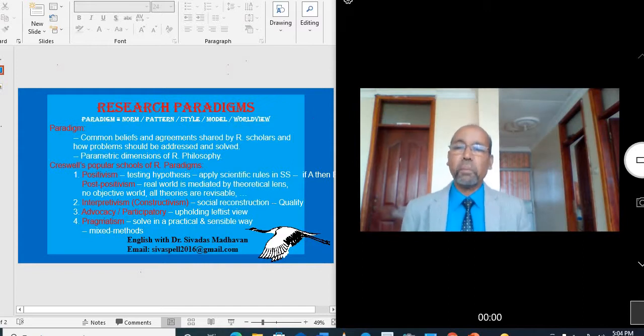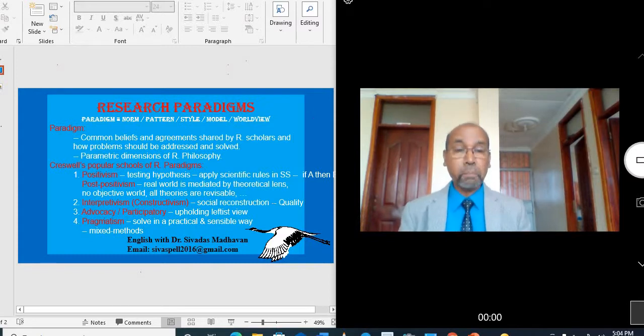Today I'm going to talk about research paradigms. When we talk about research paradigms, some people may not understand what these research paradigms are. Actually, what we mean by paradigms is the model, the pattern, or the style, or the world view that people follow in conducting research. And it is just like a pattern. And when we talk about research patterns, people may not understand what these patterns are.